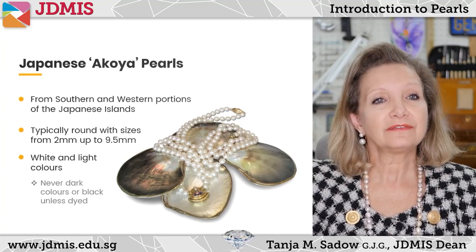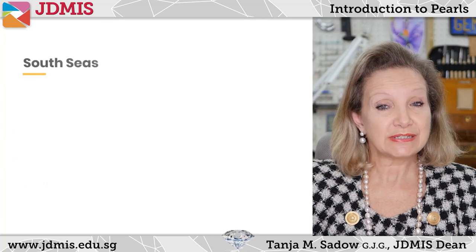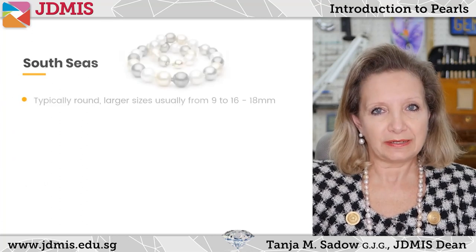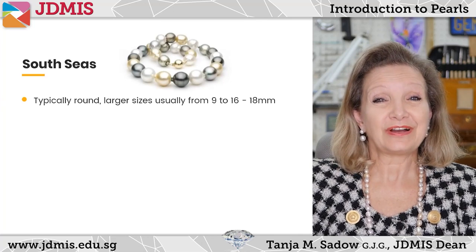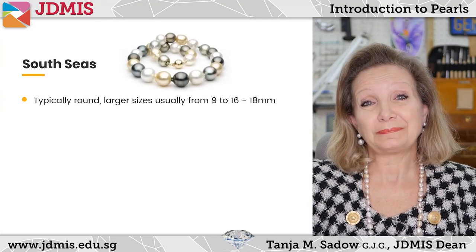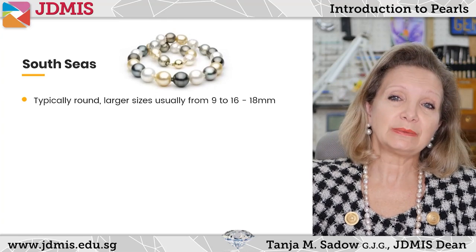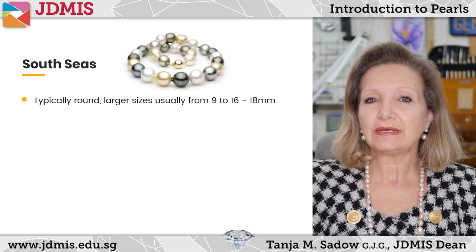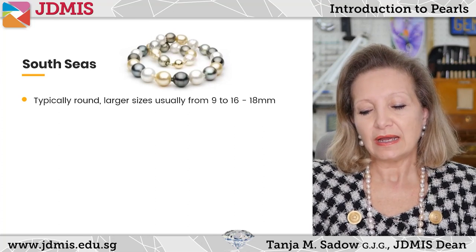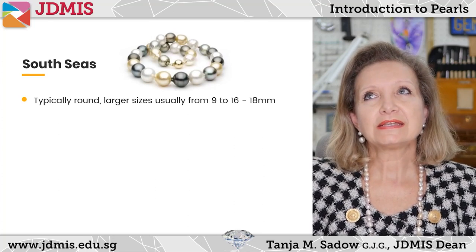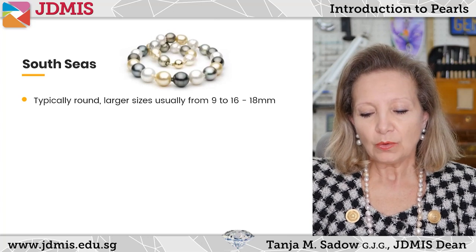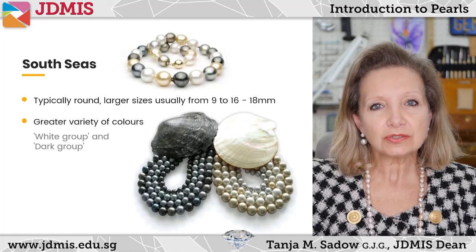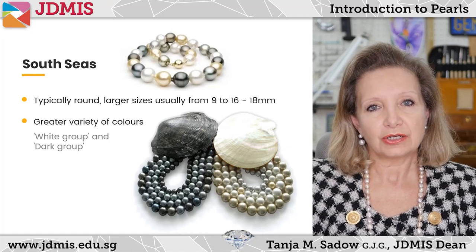Then we also have very nice pearls coming from the South Seas, and the South Sea oysters tend to be much, much bigger. They can be even up to 5 times bigger than the Akoya. So therefore they typically produce much bigger sized pearls. The main difference between the Akoya and the South Sea, apart from location, is that we have 2 types. The 2 types would be the white group and then the dark group.